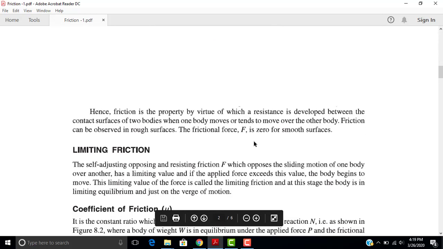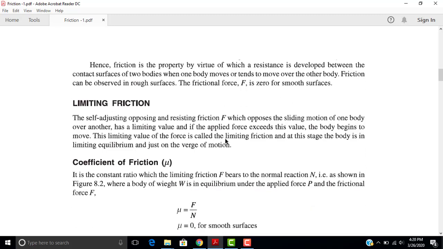So friction can be observed only in rough surfaces. The frictional force F is 0 when we consider the surfaces as smooth. This I have explained in the previous classes. Next we will move on to what we mean by limiting friction. The self-adjusting, opposing and resisting friction F, which opposes the sliding motion of one body over another, has a limiting value, and if the applied force exceeds this value, the body begins to move.